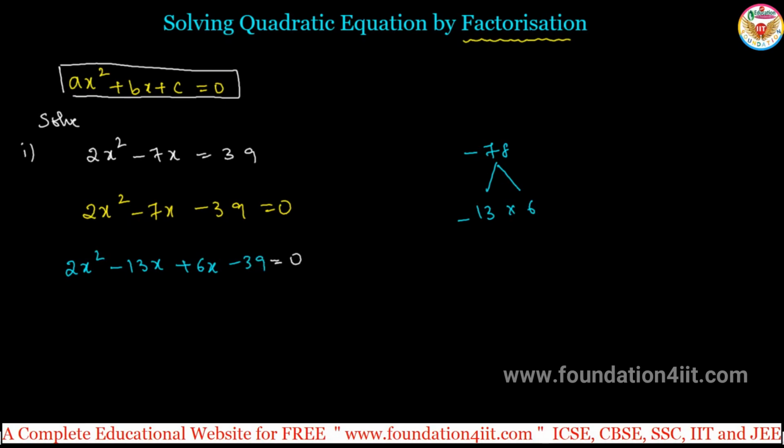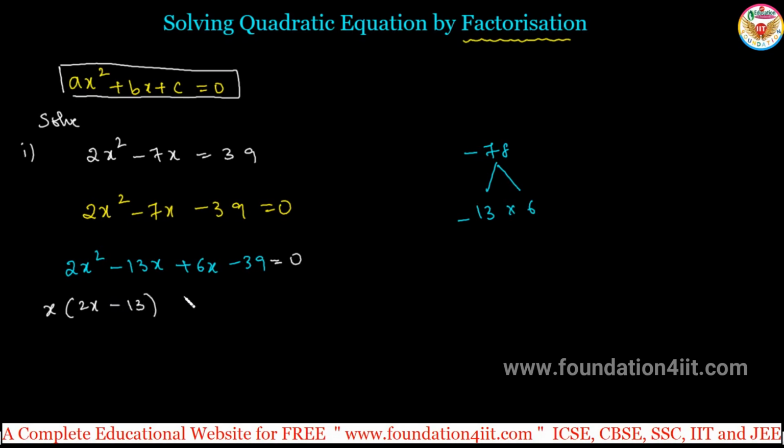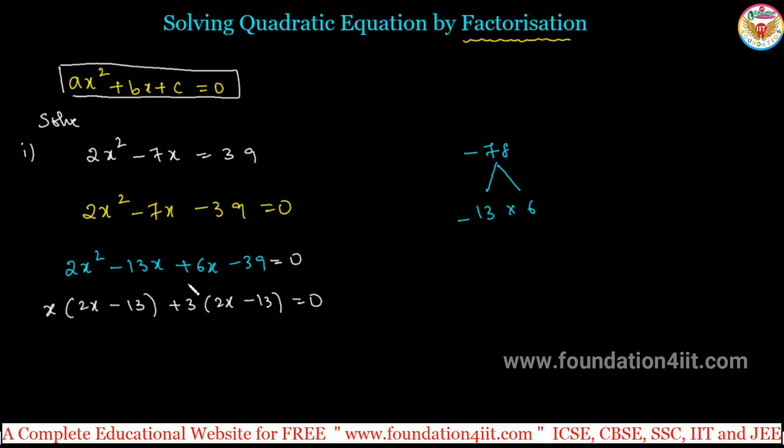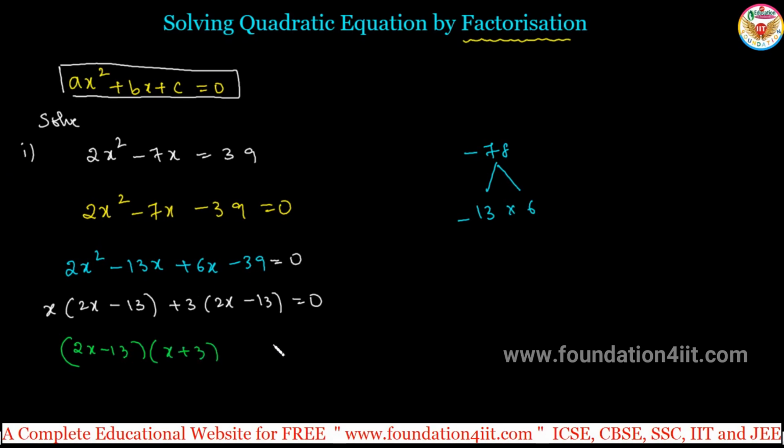Same method: first two terms grouping, first two and last two. 2x² − 13x, x is common, so x(2x − 13). Now from +6x − 39, plus 3 is the common, so 3(2x − 13). Grouping method we already know, right? And here (2x − 13) is common, so (2x − 13)(x + 3). Only on the left hand side you do normal factorization.